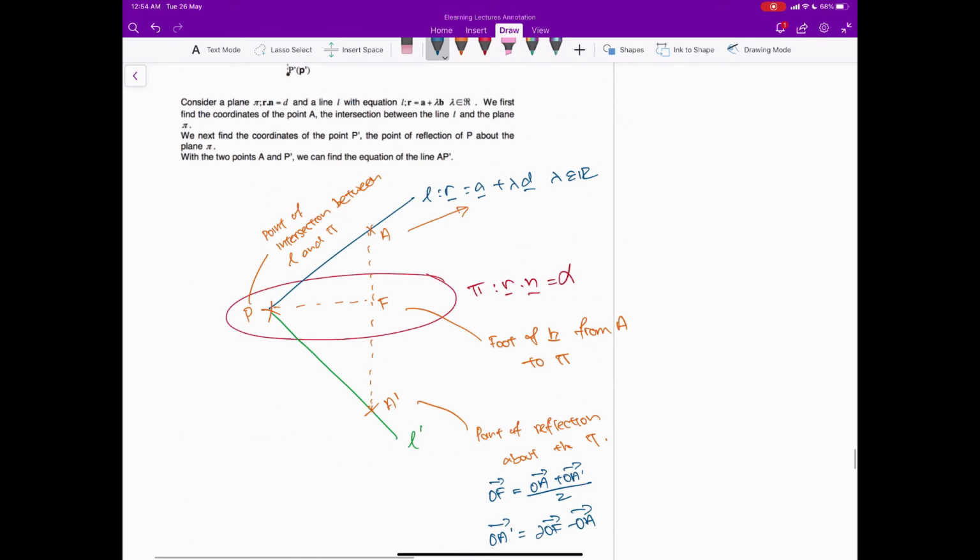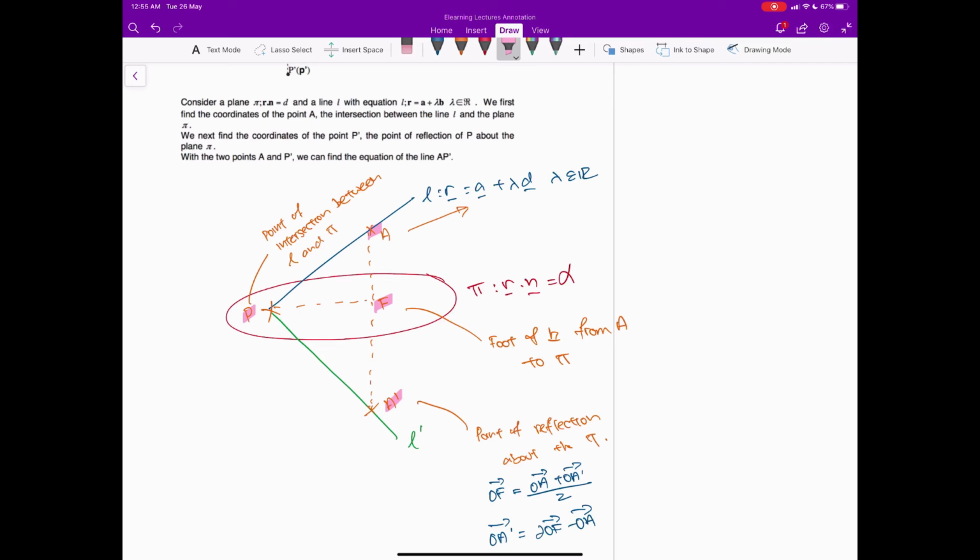So when you're actually doing it, it will always help if you can quickly sketch out the diagram. Then always denote. Let point P be the point of intersection between the line and plane. Let A be a point that lies on the line. Let F be the foot of the perpendicular from A to the plane. Let A prime be the point of reflection of point A about the plane. So it always helps to denote.